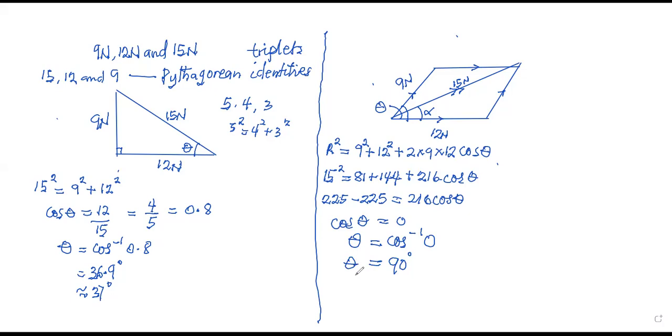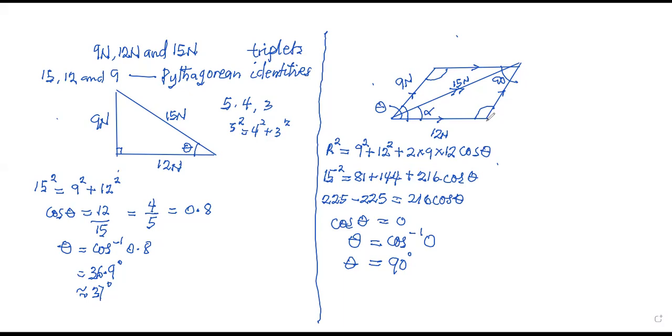So it means the angle separating the 9 Newton force and the 12 Newton force is 90. Because this is a parallelogram, the opposite interior angles of a parallelogram are equal. So this angle here is 90, so will be this angle here. Meaning this plus this must also be 90.